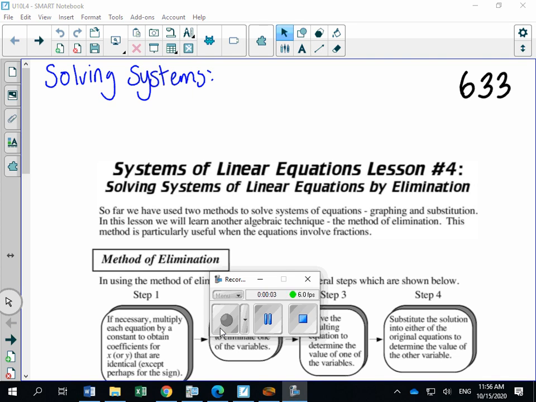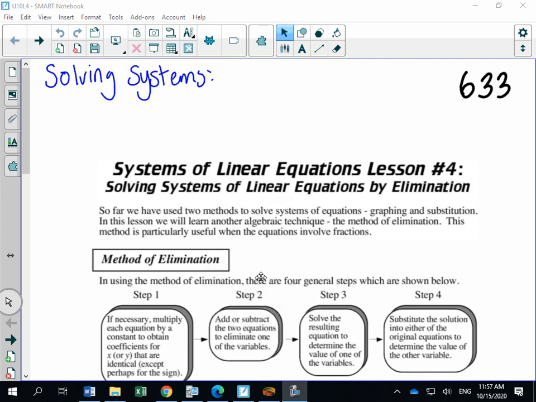Okay, so you guys, the last lesson that we have to get through with solving systems is going to be on page 633, so make sure you're on page 633 in your workbook, and it's a method called elimination. So box in elimination.